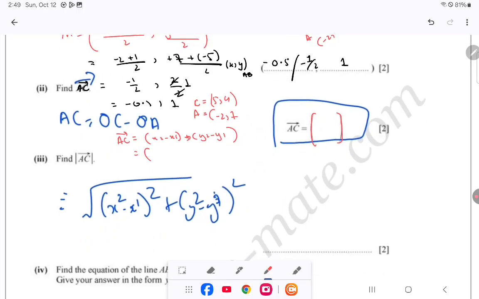Sorry, for the x2 it is right here 5 minus negative of 2, comma y2 is here 4 minus y1 7. Solve it furthermore. Negative negative positive, 5 plus 2 is 7, comma 4 minus 7 is negative 3. So in the vector form 7, negative 3 is given the distance AC.